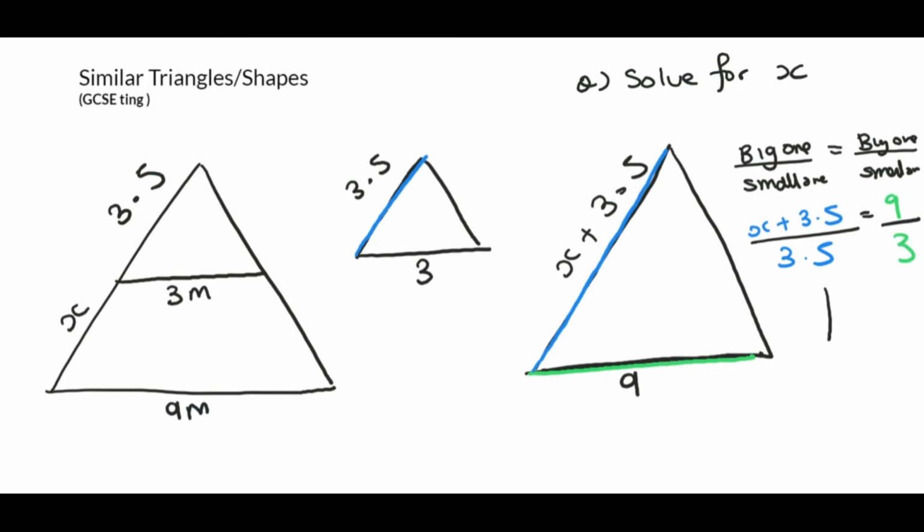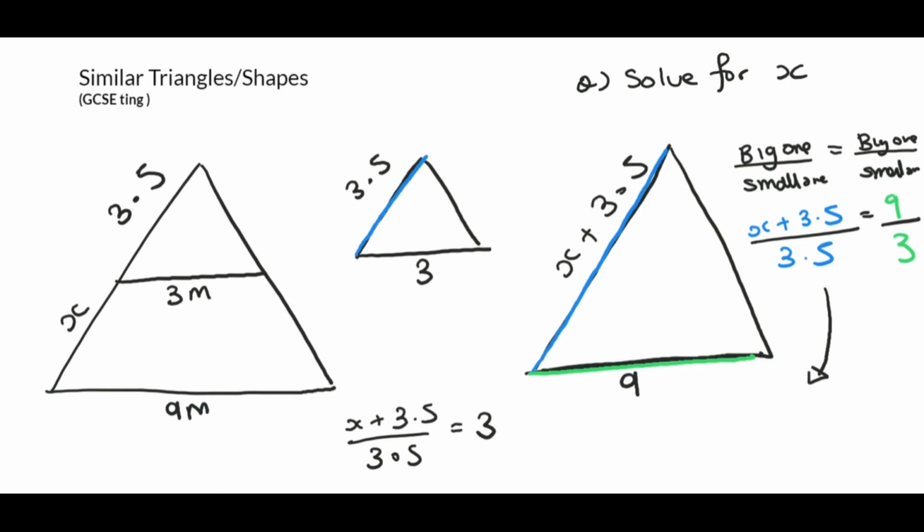Now, I'm going to bring this down, and I'm going to have to solve. You get me? So the first thing I'm going to do is 9 divided by 3 is going to be 3. So I'm just going to rewrite that. So x plus 3.5 over 3.5 is equal to 3. Okay, because remember, 9 divided by 3 is just 3.